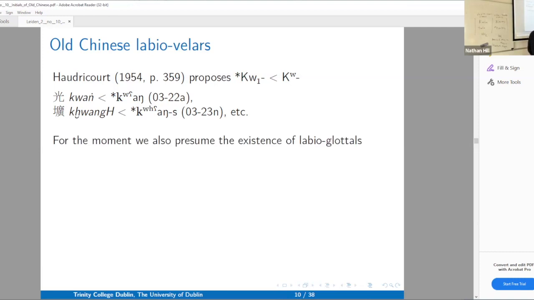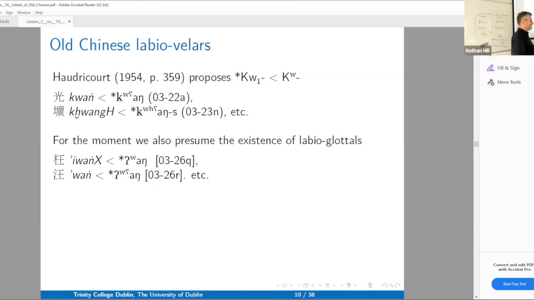And then for the moment, and this is just for me to point it out, because otherwise we have to also reconstruct monsters like this. That's just because we're only taking the perspective at the moment of internal reconstruction. In fact, you already know that I'm going to take this back to uvulars, so that in Old Chinese, we'll only reconstruct labial uvulars and labial velars, which makes good sense.